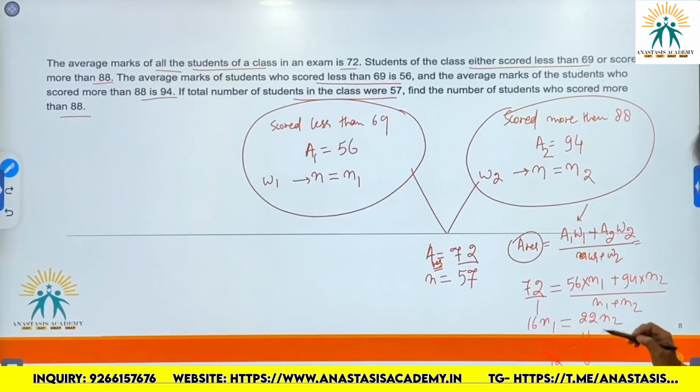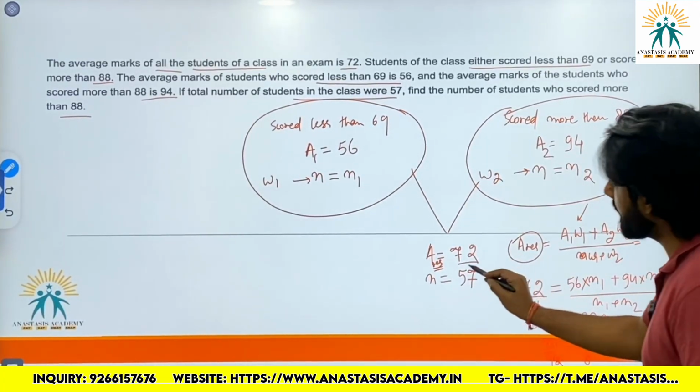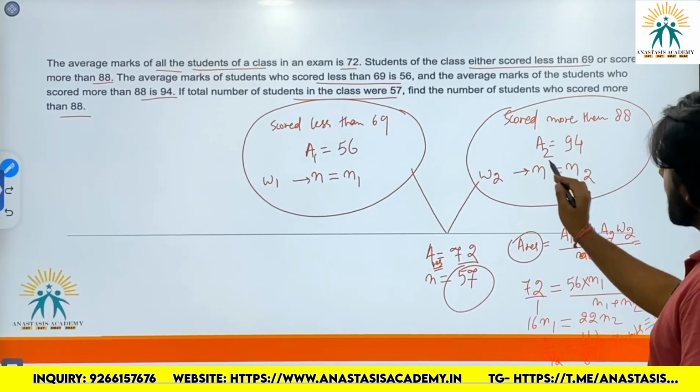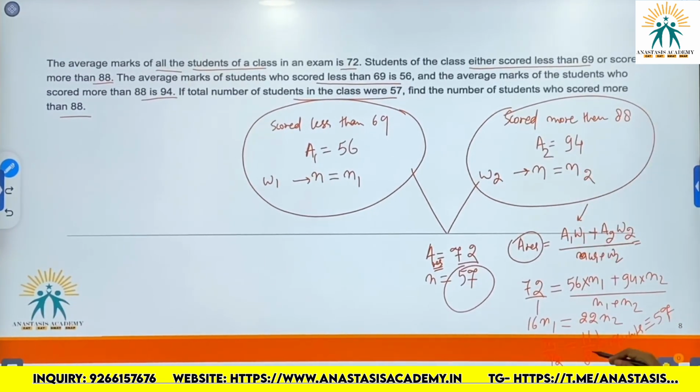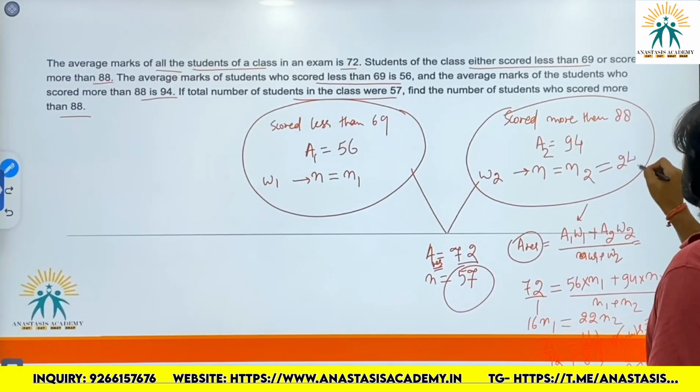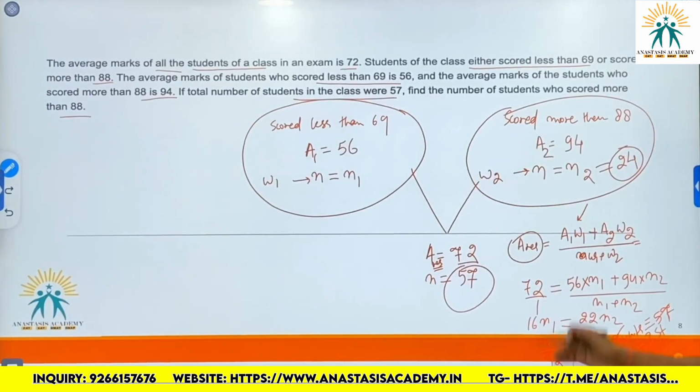If this ratio is 11 upon 8, the total number of students, that is 19 units, corresponds to 57. So the number of students who scored more than 88 is 8 units. 1 unit corresponds to 3 students, so 8 corresponds to 24 students. So the number of students who scored more than 88 is 24. It's a very long and tedious process.